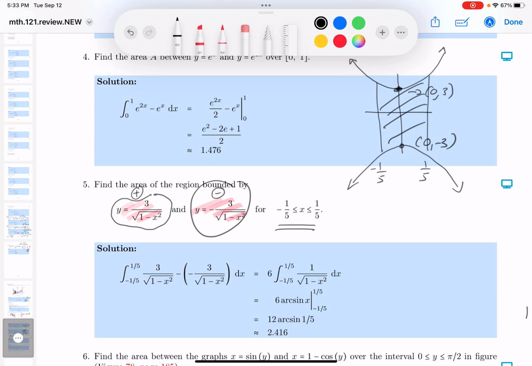What do you get over here? Let's write this down. And it's important you're able to set the integral up. I'm going to say it looks like it's going from minus 1/5 up to 1/5. This is the upper curve minus the lower curve. Well, that's going to be 6 then, because it's going to be 3 minus minus 3, which is 6, over the root of 1 minus x squared dx.